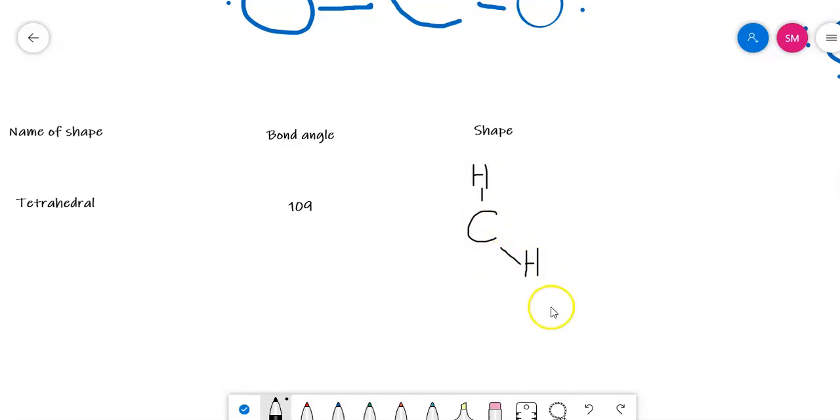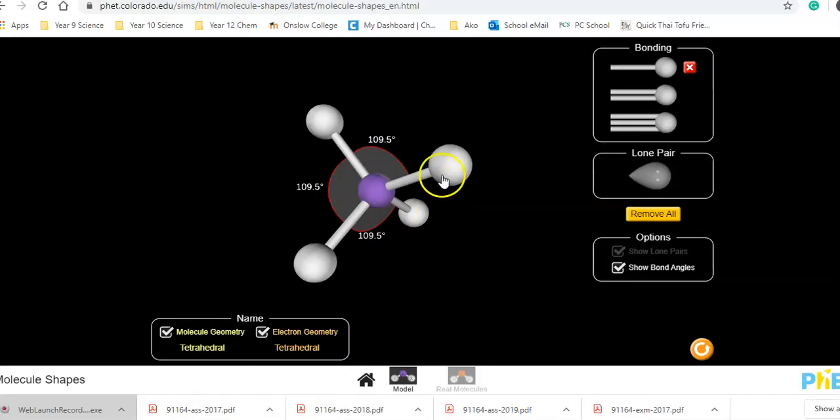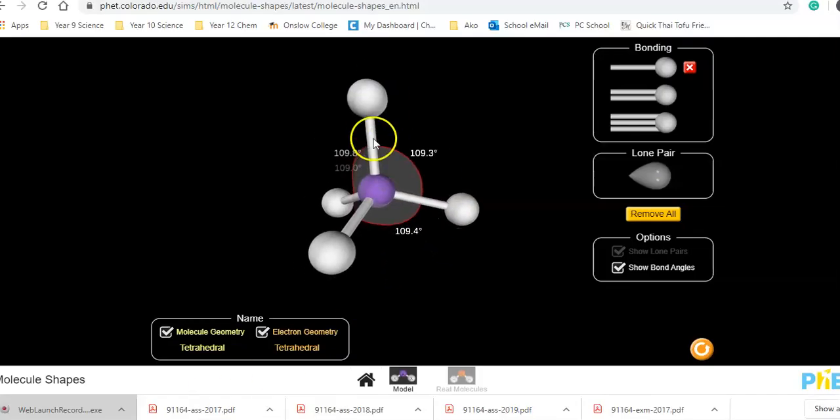So this carbon is bonded to these 2 hydrogens, which are on the same plane as the page. If I draw a wedge like this, that indicates there's a hydrogen coming out of the page towards us. And then if we draw a Wi-Fi symbol there, that shows that the bond is going into the page. So we'll have a look back at the simulation, and I'll orientate this molecule to show you what I mean.